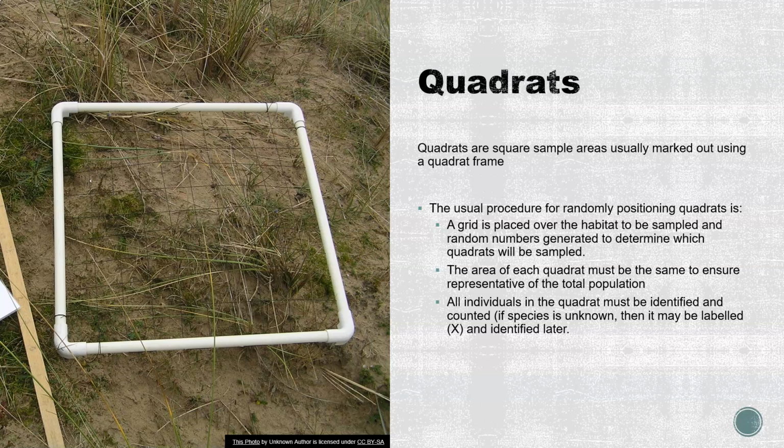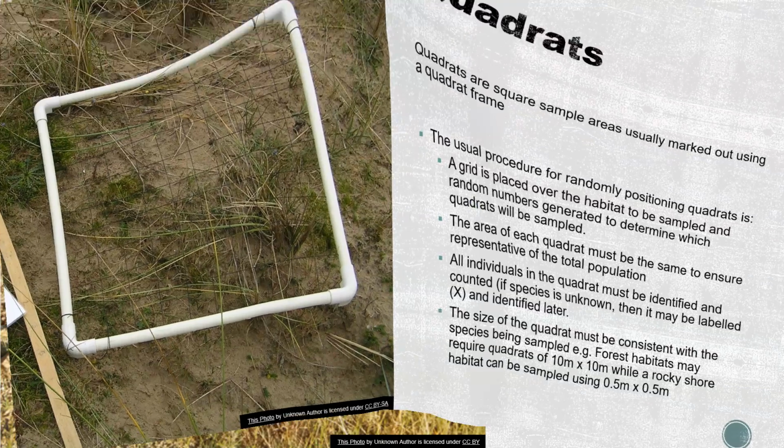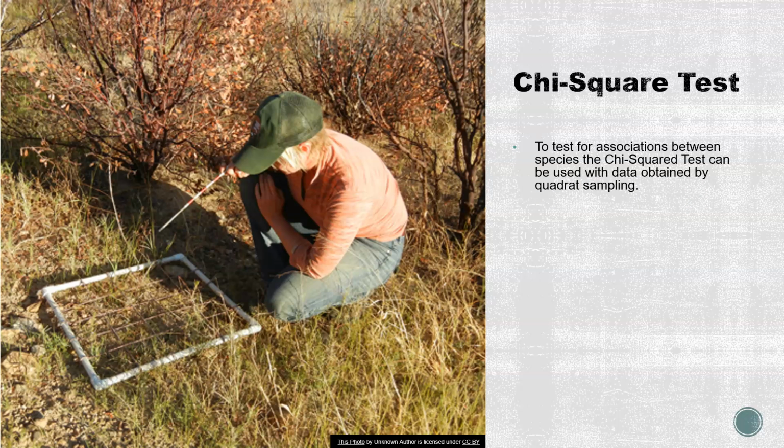If a species is unknown, then we put an X there to show that we need to identify that later. And the size of the quadrat must be consistent with the species being sampled. So in a forest habitat, you might require a bigger quadrat than you would on a rocky seashore. Okay, so we've got our quadrats. We've been recording the individuals within them, so the species within them. Now, to test for associations between species, what we use is this Chi-squared test.